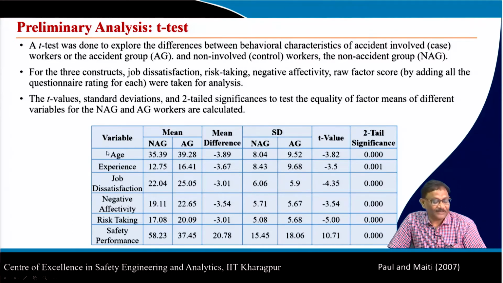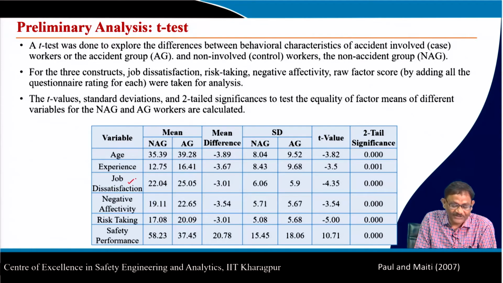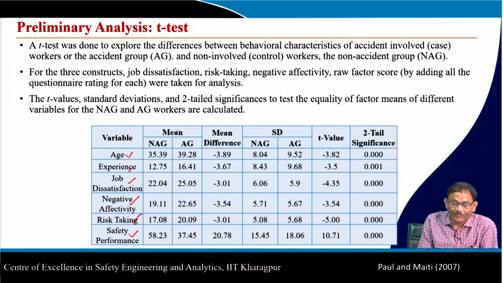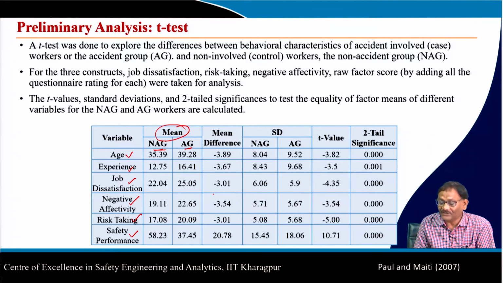So what we have done here, we have seen for the different variables, starting from job dissatisfaction, negative activity, risk taking, safety performance, in addition age and experience. Then we found out the mean or average response in the two groups, the non-accident group and accident group, and what is the difference, and then we tried to find out whether the difference is significant or not. Interesting part is that in all the cases the p value is almost 0.